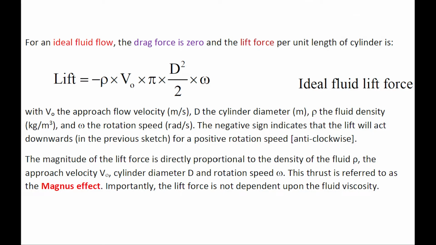For an ideal fluid flow, the drag force is 0, and the lift force per unit length of cylinder can be expressed analytically as shown here, where the negative sign indicates that the lift acts downward on the previous sketch for a positive rotation speed. The magnitude of the lift is directly proportional to the density of the fluid and the approach velocity, V0. This thrust is referred to as the Magnus effect.